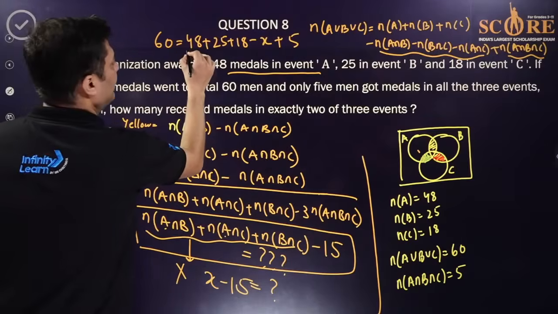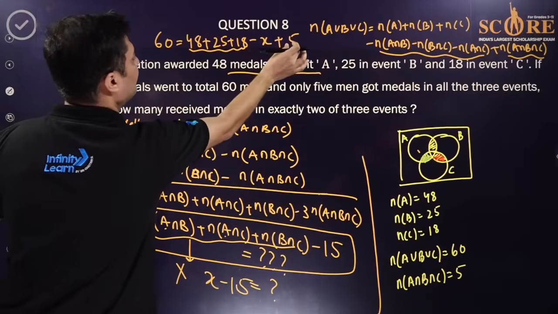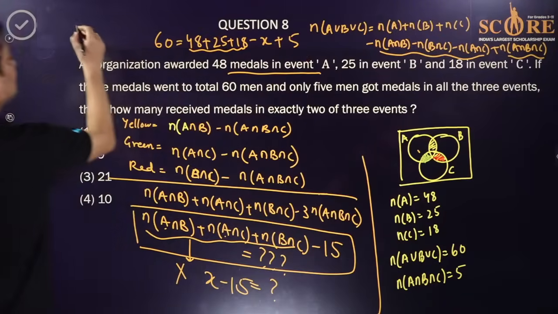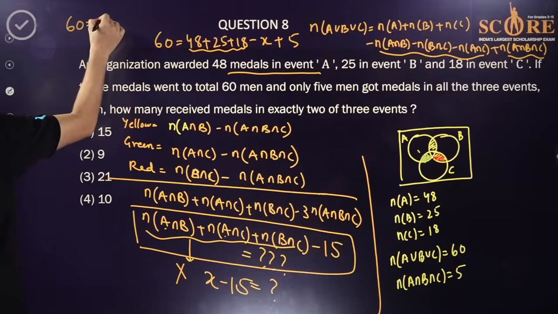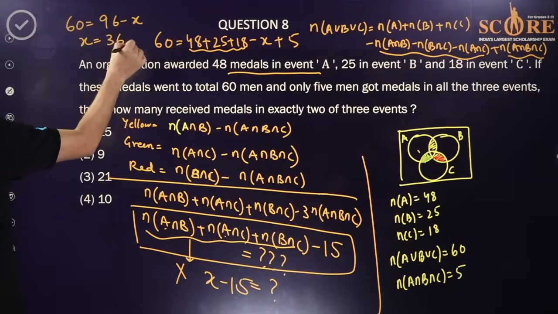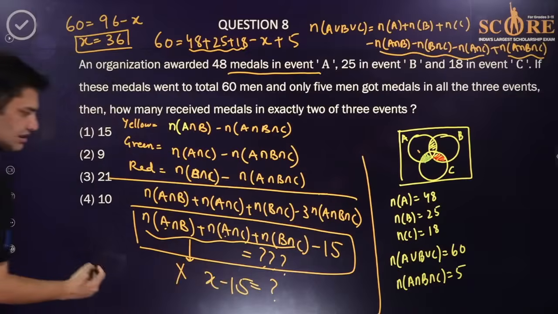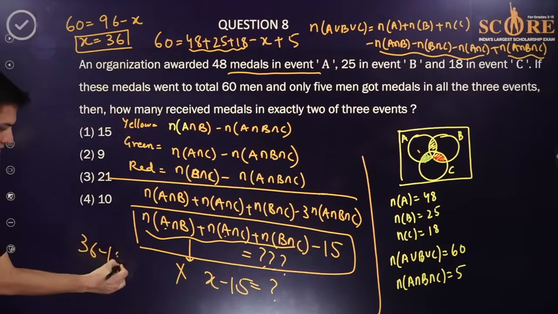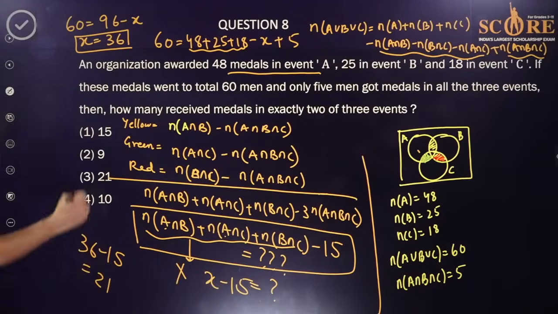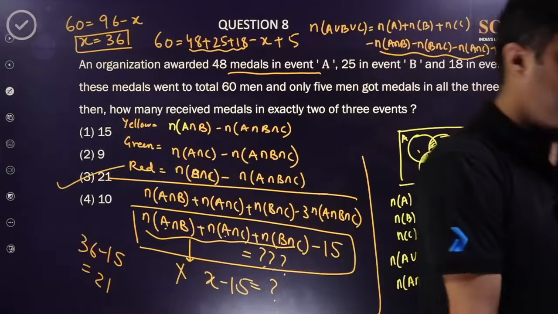So this is 48 plus 43, 91, plus 5, 96. So 60 is equal to 96 minus x. x is equal to 36. 36 is x. The final answer is 36 minus 15, that is 21. Yes, 21 is absolutely the correct answer.